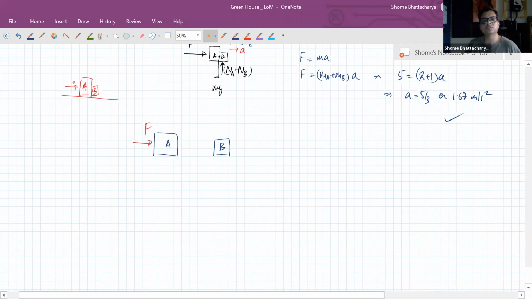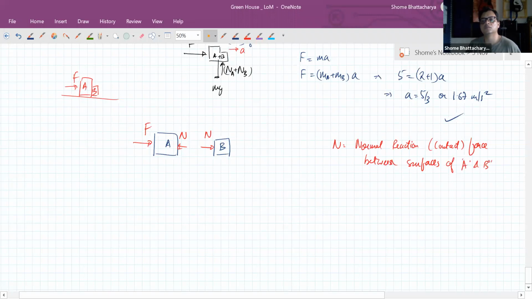So when we push this with the force F, A would push against B with a contact force N, and B would push back on A with a contact force N. So this N over here is a normal reaction contact force between the surfaces of A and B in contact. So it is which type of a force? It is a contact force.